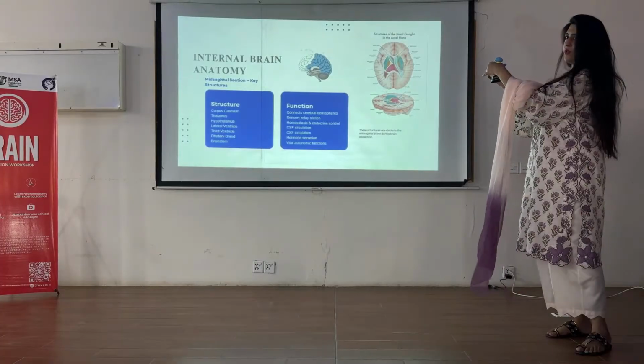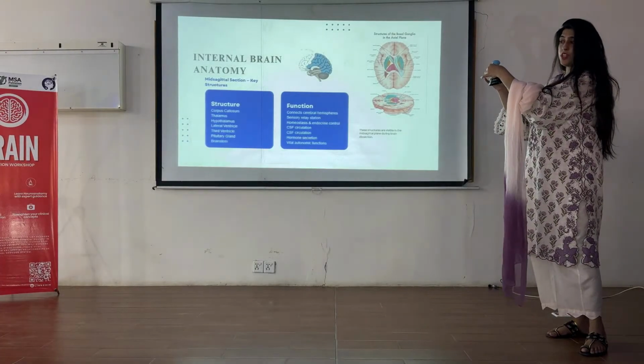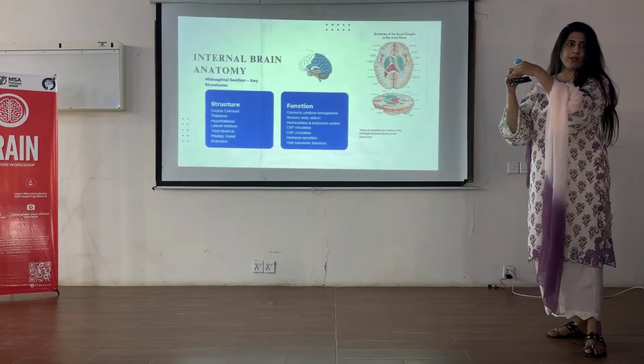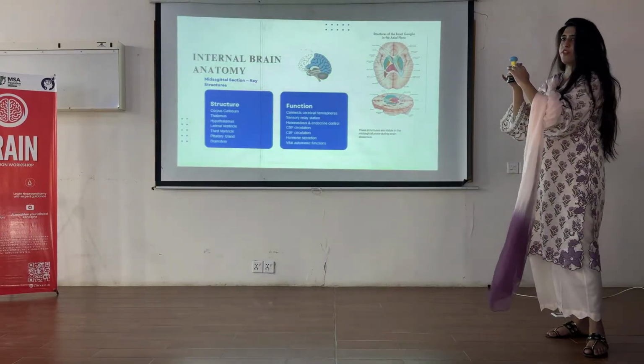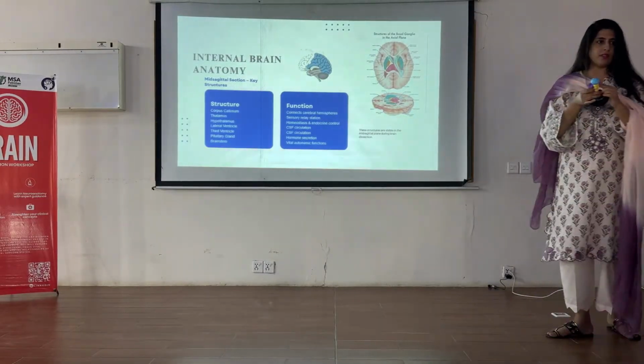So somewhere over here is the fourth ventricle. And why am I mentioning this? Because fourth ventricular tumors are very common. And if there's anything which is blocking the fourth ventricle, the patient will have hydrocephalus, right?